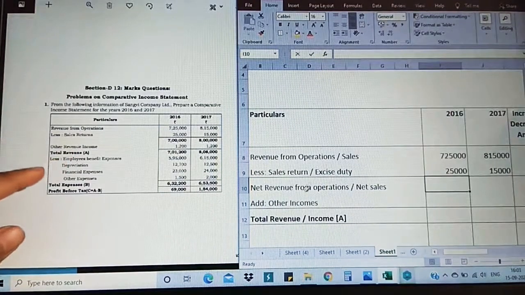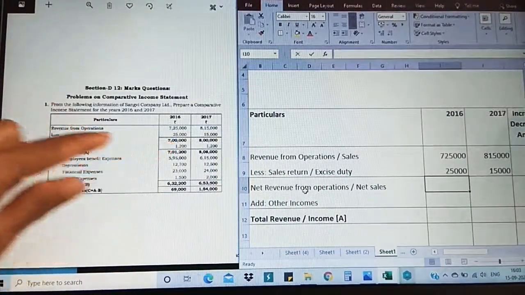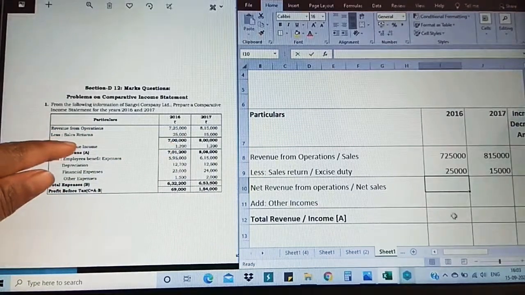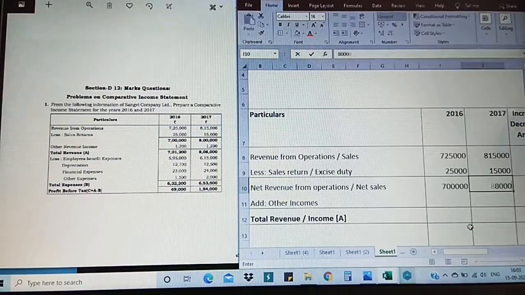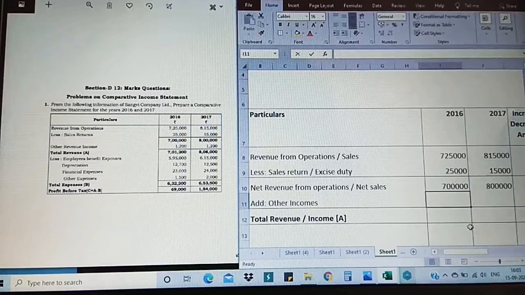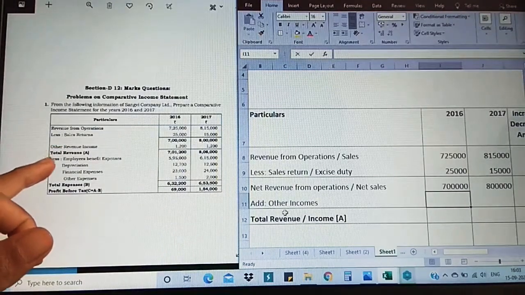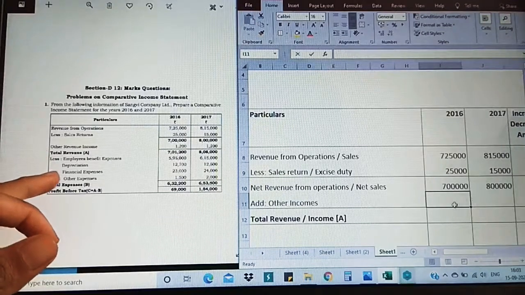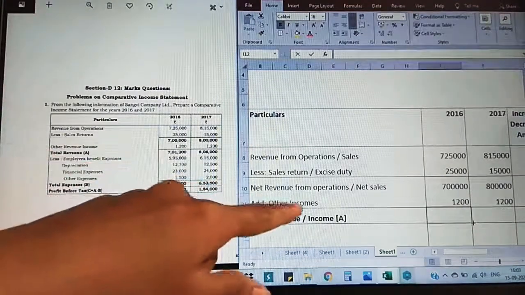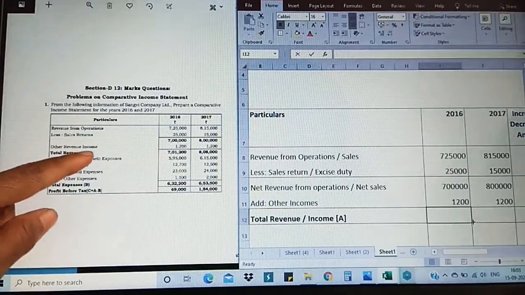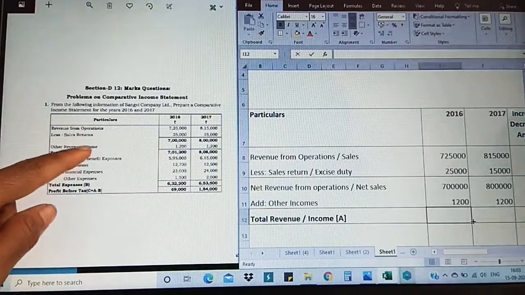Just copy. Now here they have not given what these values are, so this is going to be the net sales or net revenue from operation. 7 lakh is the value. They have done the calculations, so it's easy for us to just copy and paste it. Then other incomes. They have given other revenue income, so whatever is given, I'm going to just take it, 1200. You can either write other incomes or write as per the question given. It's better to follow how the question is given.